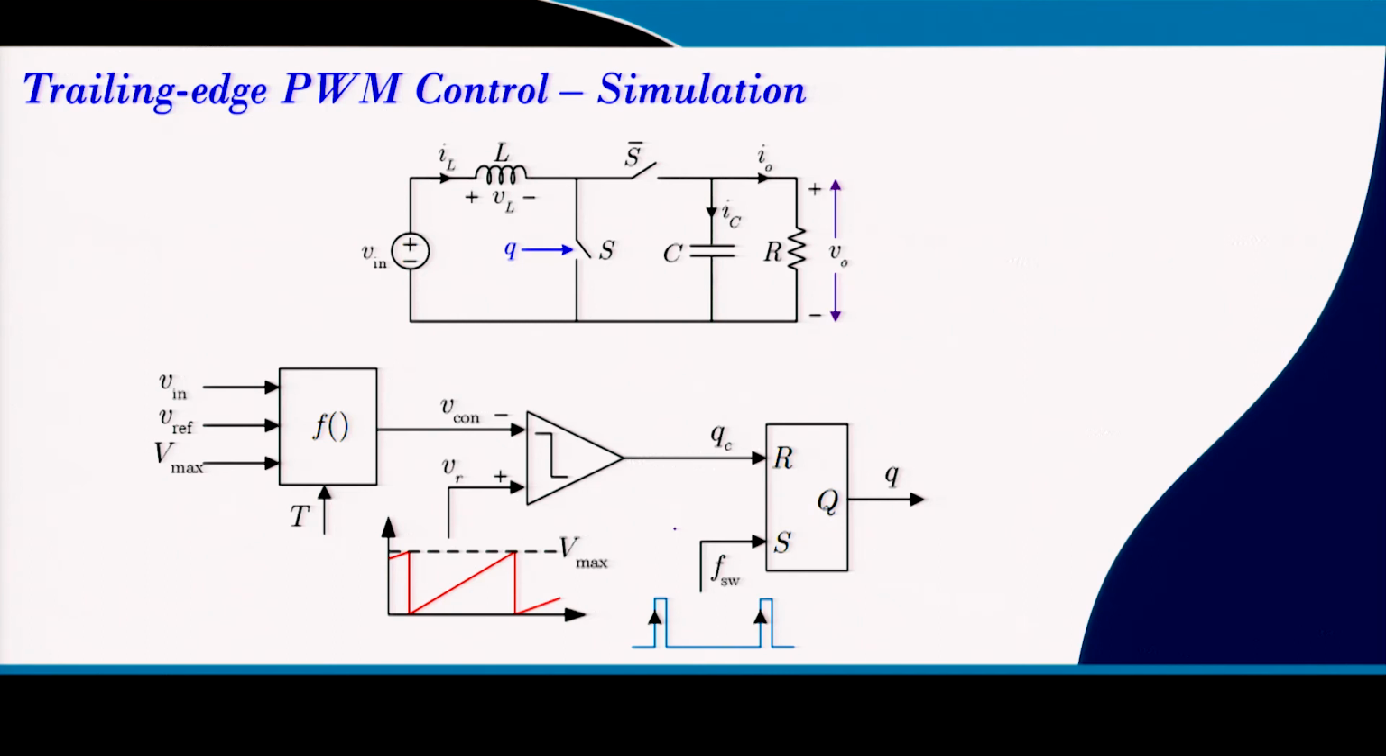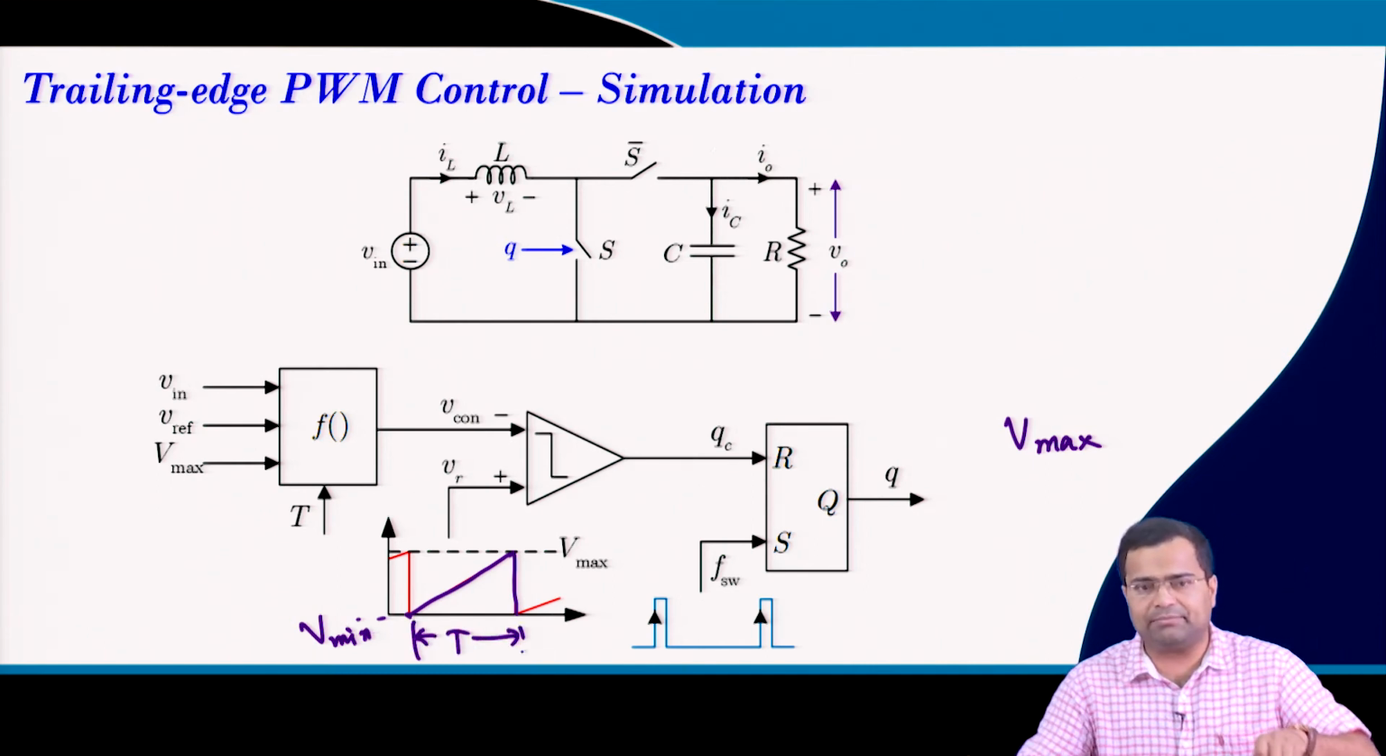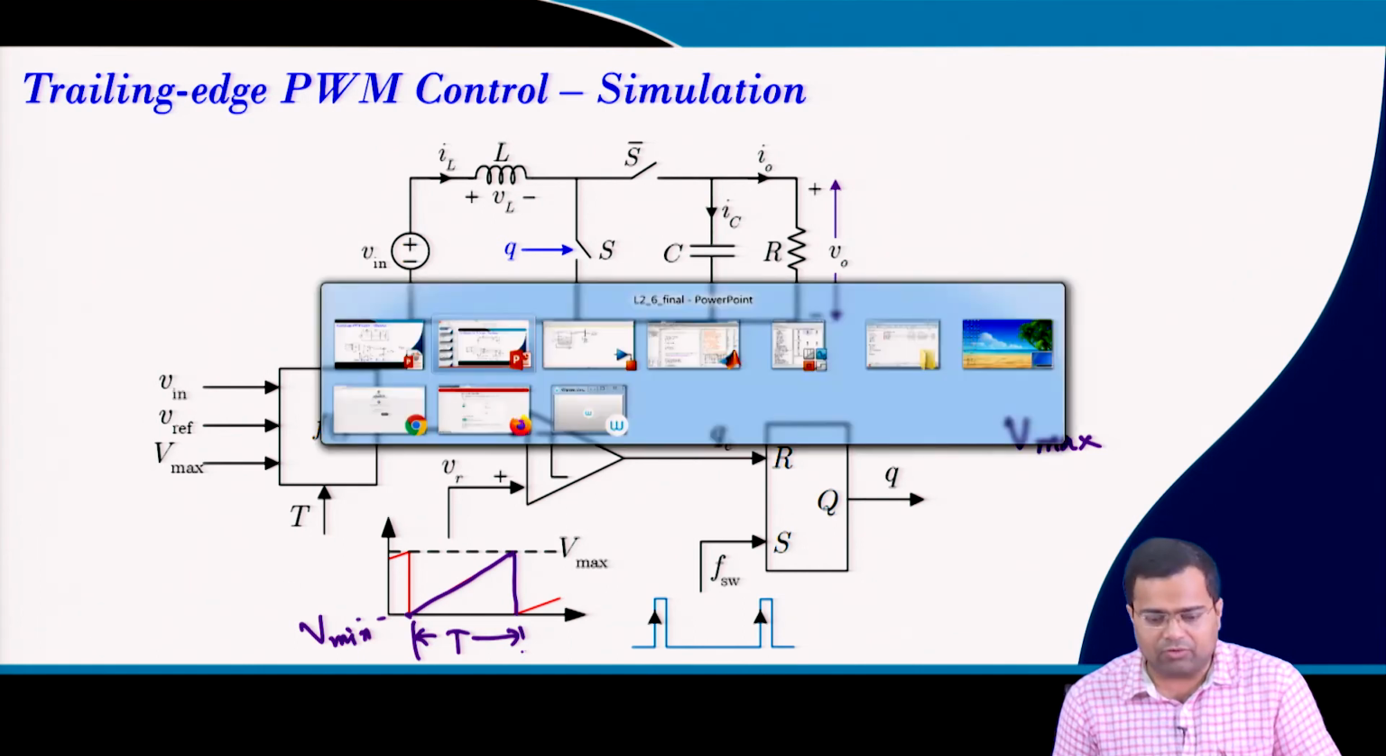That means trailing edge modulation, and in this modulation we want to use a control voltage and compare it with a sawtooth waveform. For this sawtooth waveform we need to fix some upper and lower limit. We call the upper limit Vmax, and we can start from Vmin, and this is my time period T, which I can set. Okay, Vmax, T.